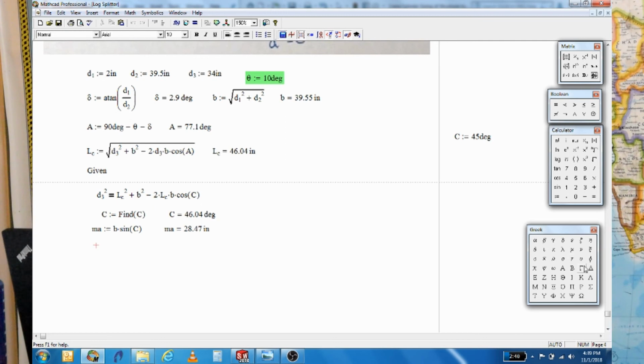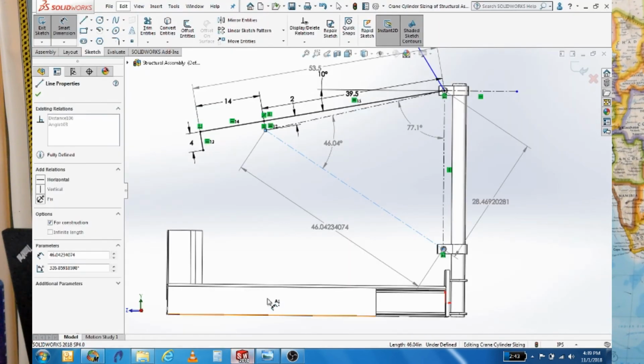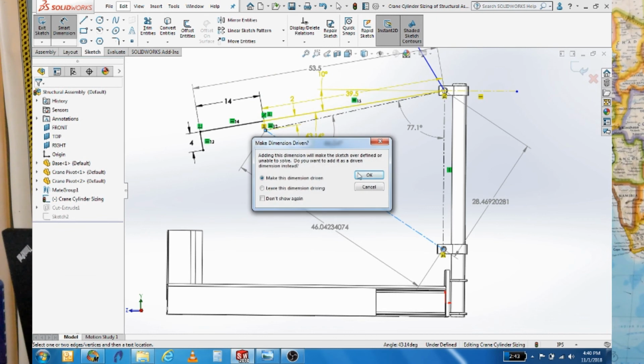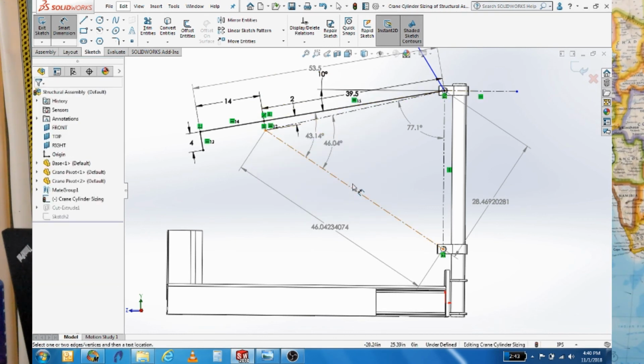The last thing we're going to do is get our overall angle, capital delta, which will be equal to C minus our delta angle. So capital delta equals 43.14 degrees. Now let's go to SOLIDWORKS and check it. So that'll be right here, 43.14 degrees. Excellent. So we've got winners all the way around.